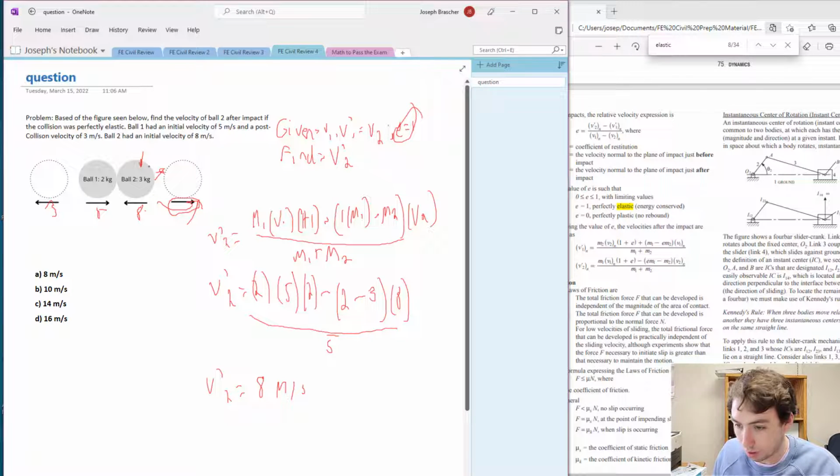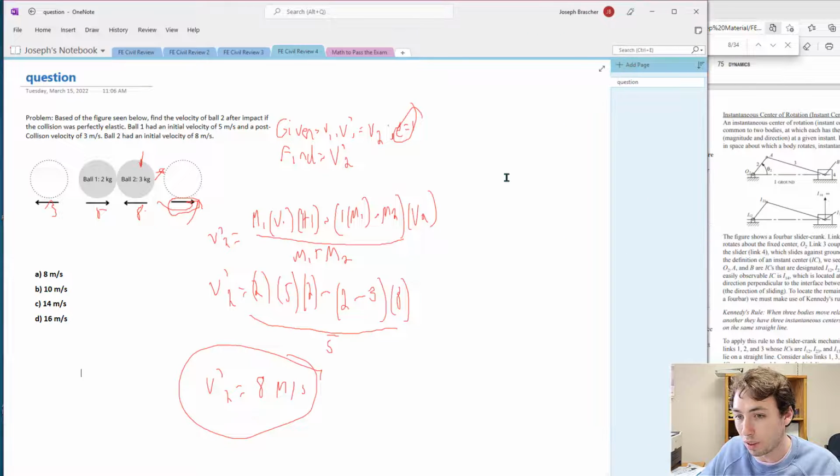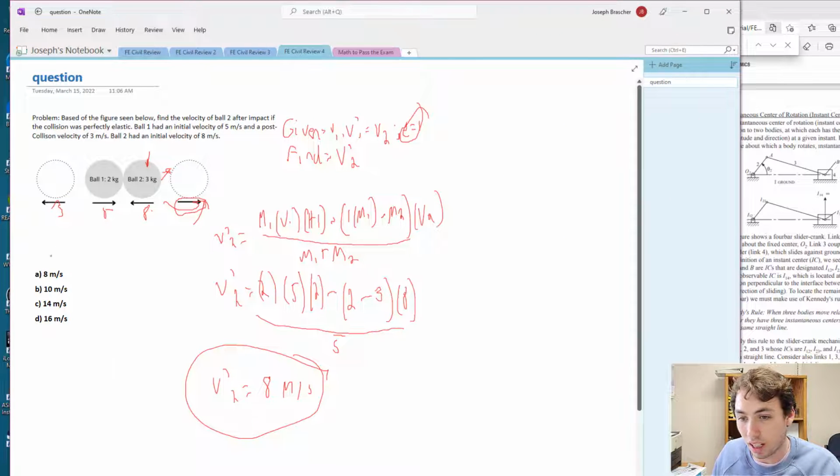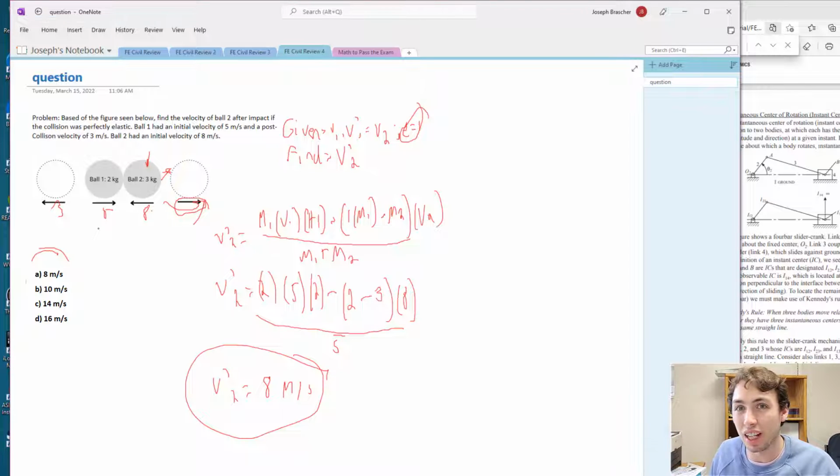So we know that the velocity of ball 2 after the collision was 8 meters per second. If we go to our choices over here in the problem, we can then select answer A, which was 8 meters per second here for the problem. So that is how to find the velocity of the ball after a collision that is perfectly elastic.